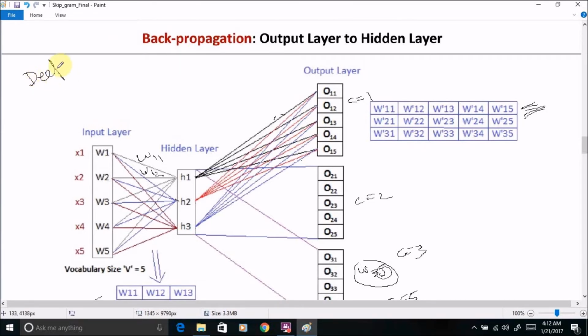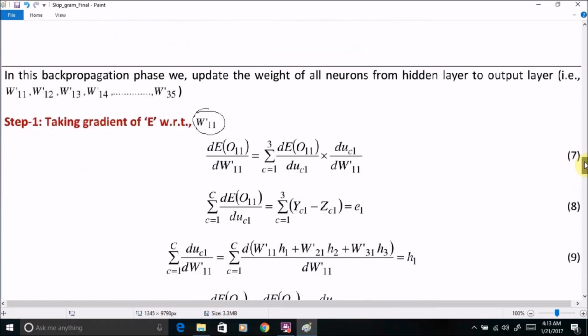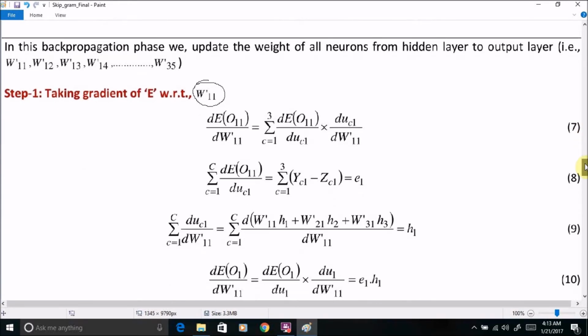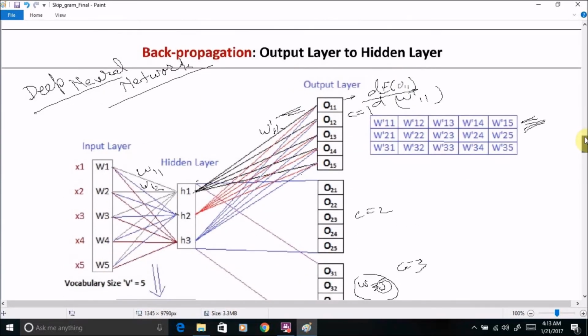You can just check the tutorials on deep neural networks. Here I already discussed the calculation steps for backpropagation. For example, to update the weight of this neuron from H1 to O11, we will just take the derivative of the error at O11 with respect to W11. So this is a general way to calculate the gradient.